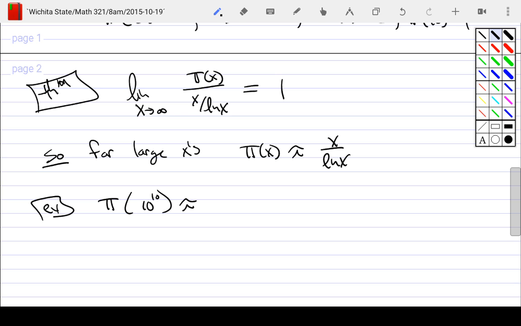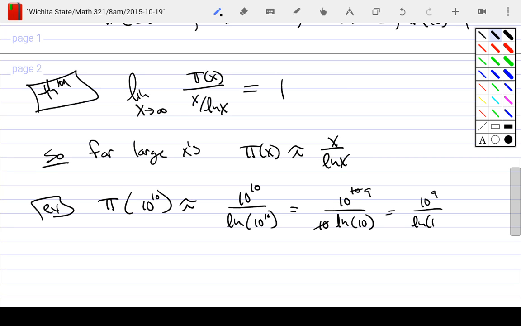Well, we would approximate it. What is this? 10 to the 10th divided by the natural log of 10 to the 10th. But that's equal to 10 to the 10th divided by 10 natural log of 10. One of those 10s cancel. And so this is 10 to the 9th divided by the natural log of 10. What's the natural log of 10 about? Natural log is log base who? E, right? So we're log base e.